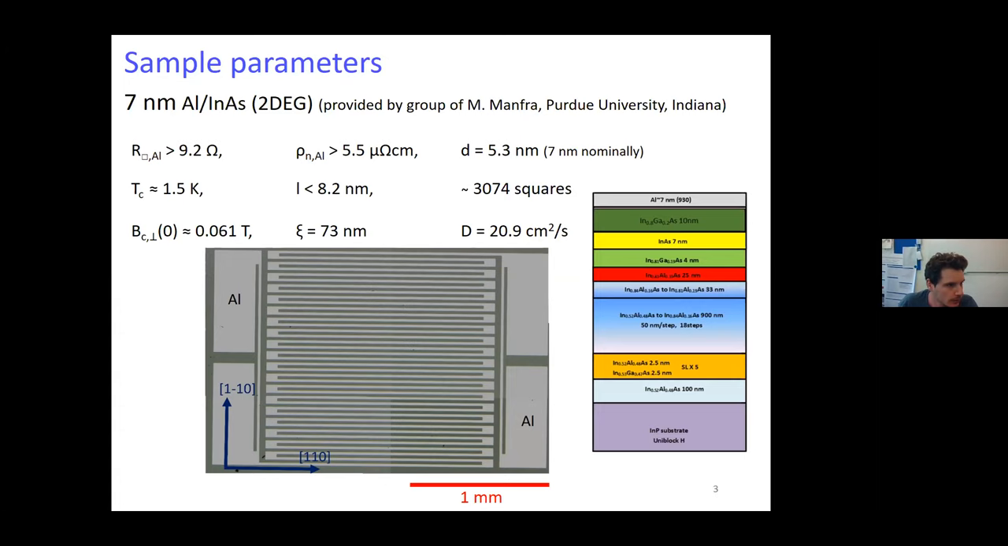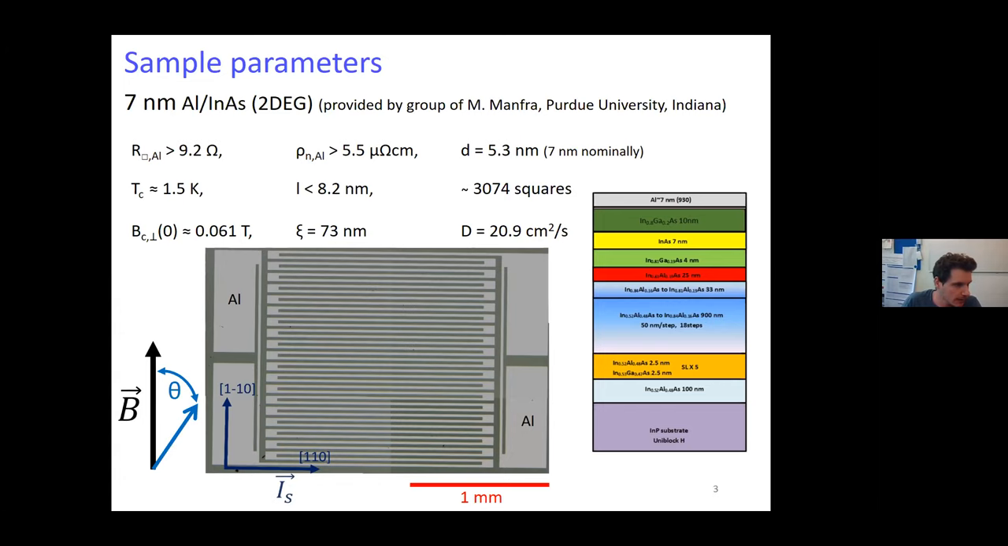So what we do is we take a 7 nanometer thick aluminum on indium arsenide film with a 2DEG buried in here. By optical lithography, we pattern this meander structure on our chip. And by choosing these lines here parallel to the 110 direction and making the paths where the current reverses a little thicker, we have a defined current direction relative to the crystallographic axes.